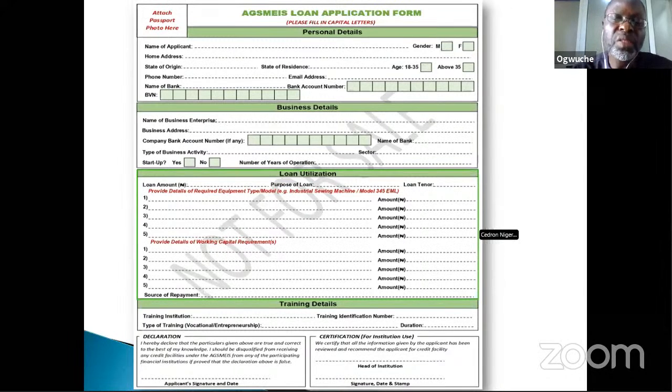Purpose of the loan: if it's a startup, you say it's for startup. If it's an existing business, then you indicate that it is for expansion. And then the loan tenure is 7 years, as I said, but if you want it lower, you indicate, but the maximum period that can be given is 7 years.